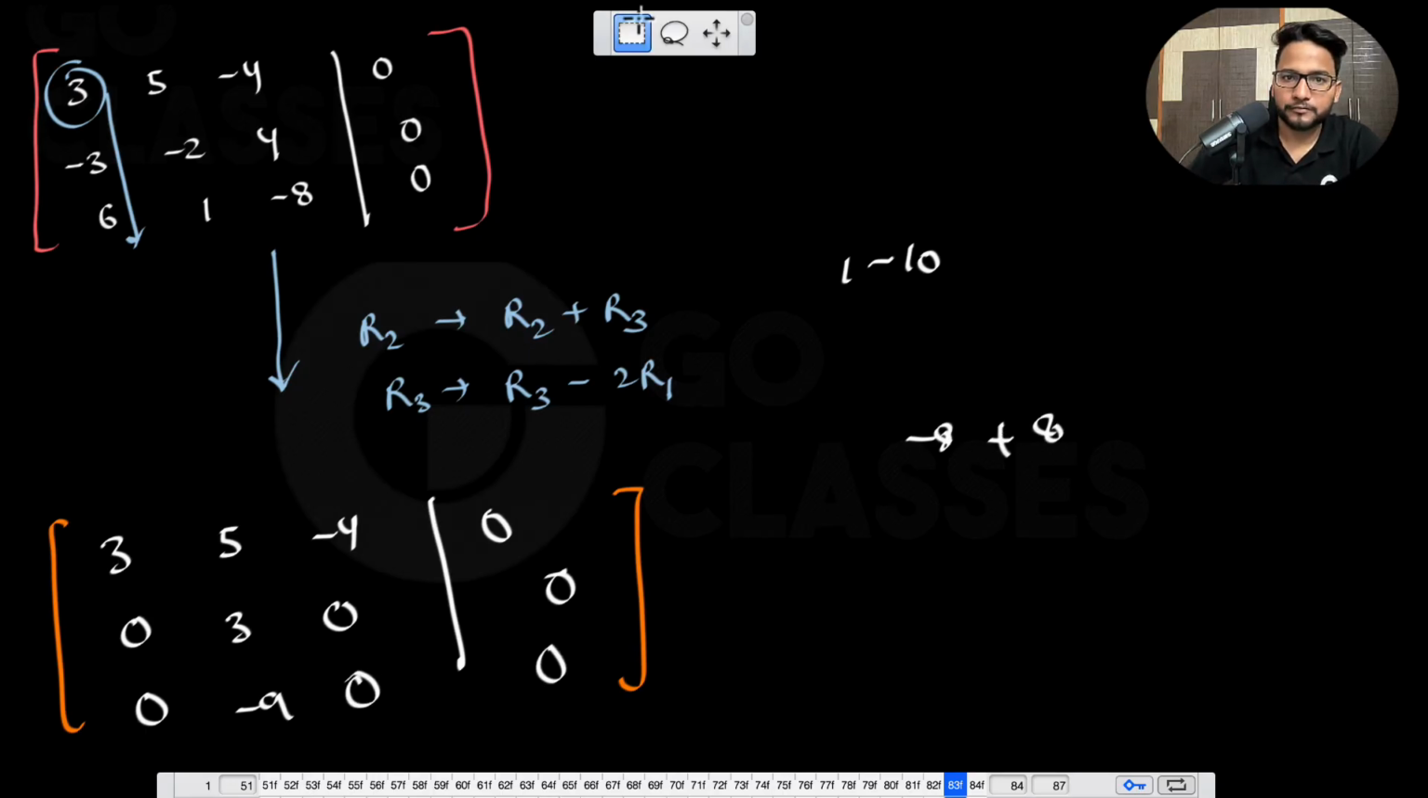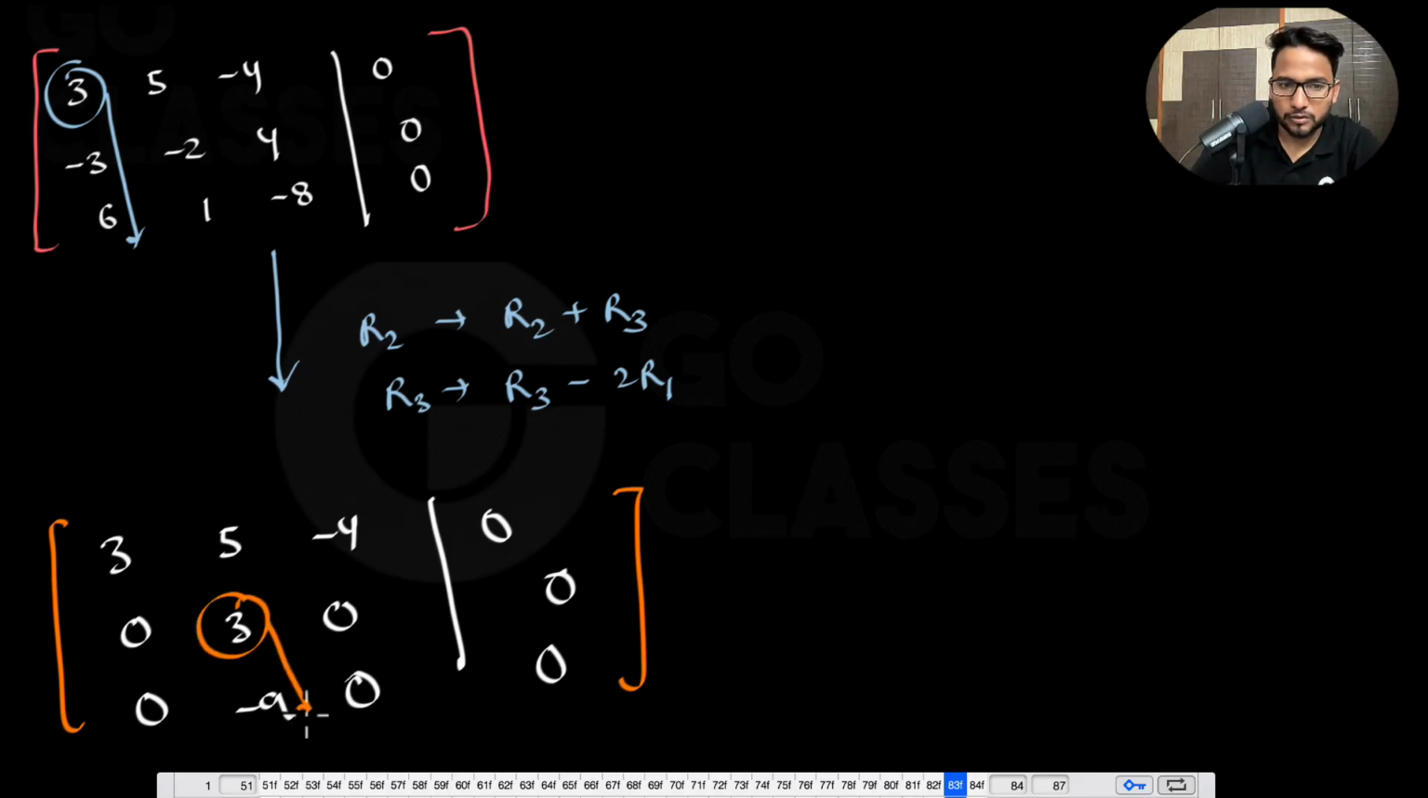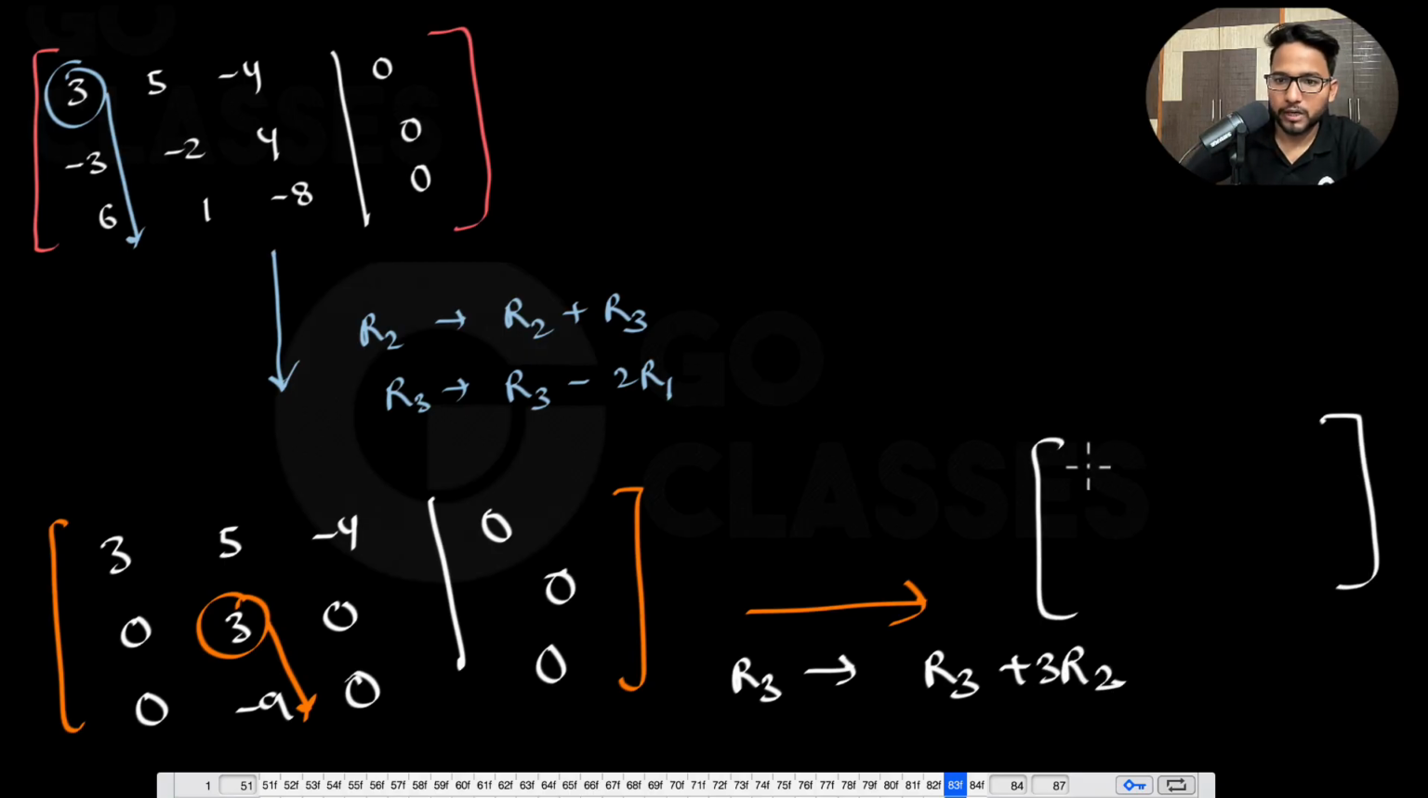Now let's do one thing. Let's see if I can make the other parts also 0. If you want to make this 0, you need to apply r3 going to r3 and maybe plus 3 r2, right? I think this operation can make it 0. So now here this is 3 5 minus 4, and then 0 3 0. Okay, these are zeros, 0 0, and then this is 0.